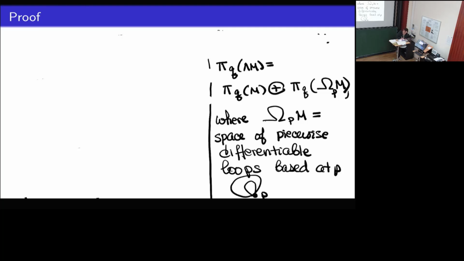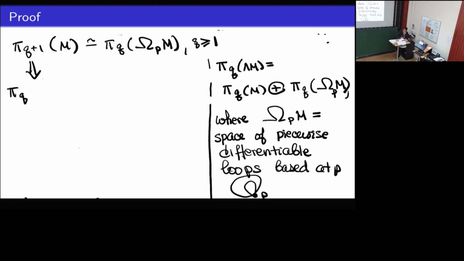I have another one of those equations, and that's pi q plus 1 of M is isomorphic to pi q of omega M. So from those two equations, we get that the q-th homotopy of lambda M can be split as pi q of M plus, oops, I made a mistake. Something's wrong. Something like this.